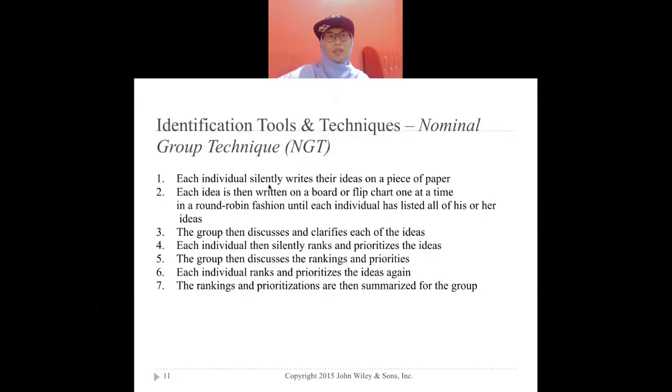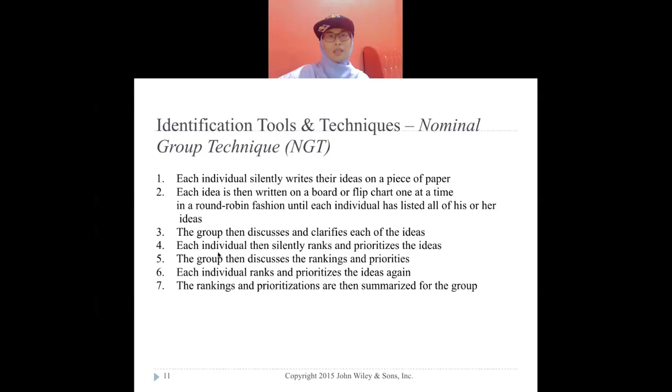Okay, so a few techniques have been introduced here. First is the nominal group technique. Each individual silently writes their ideas on a piece of paper, and then each idea is written on the board or flip chart, one at a time, in round robin fashion, until each individual has listed all their ideas. Then the group discusses and clarifies each of the ideas.